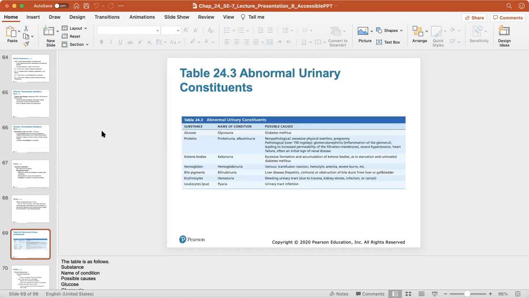Here are some abnormal urinary constituents: if glucose is found in the urine, proteins, ketone bodies, hemoglobin, bile, erythrocytes, red blood cells, or leukocytes. These are all things that normally should not be in the urine because they can't get through that first glomerular filtration membrane in the glomerulus.